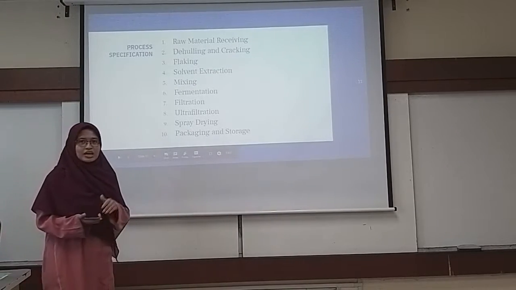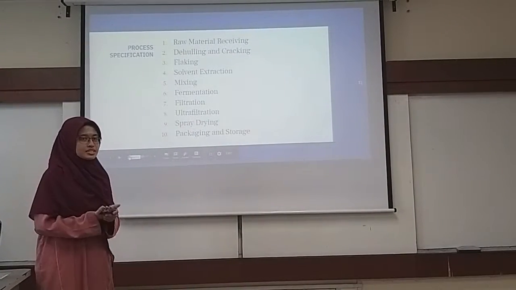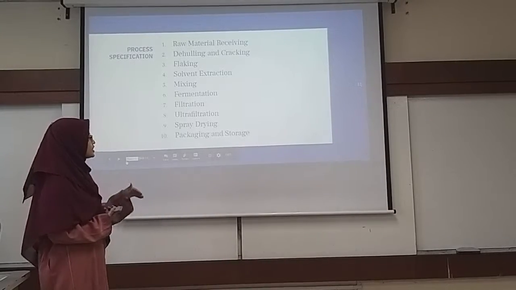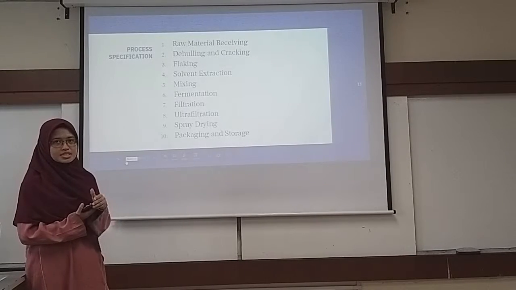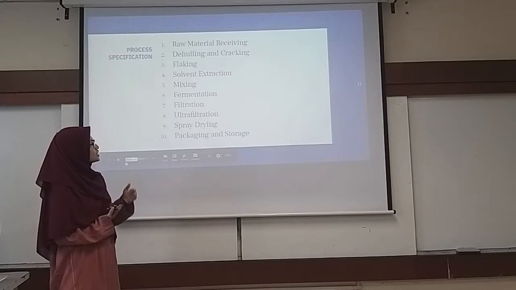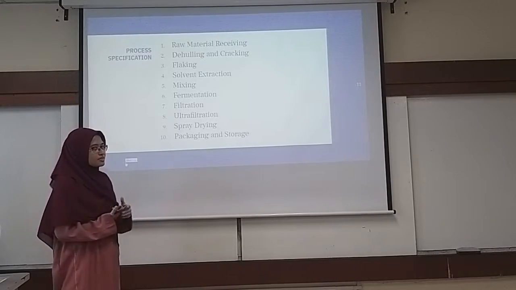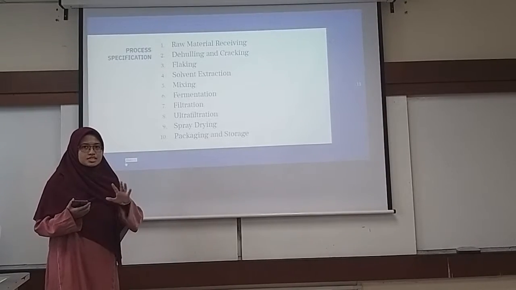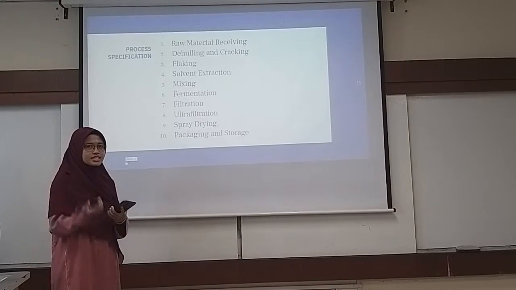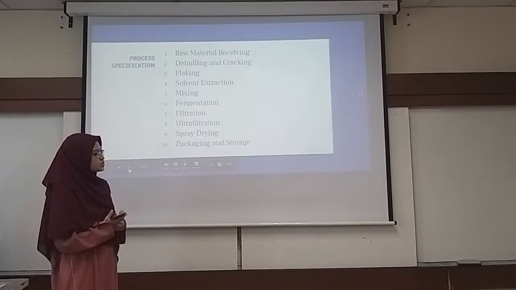Our process specification: first, we receive the raw material from the soybean plantation, and then we undergo the cleanup process. Second, the process undergoes dehydrating and cracking. Then we undergo baking, which destroys the cells of the soybean to improve the efficiency of the next process. The next process is solvent extraction.